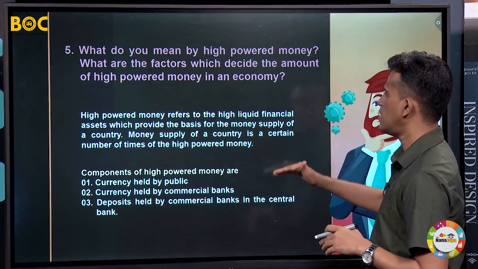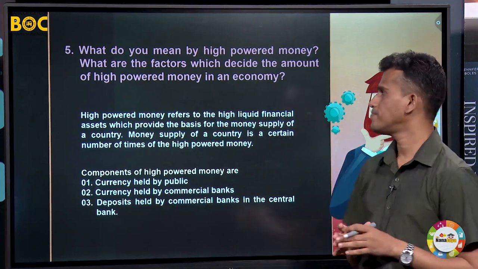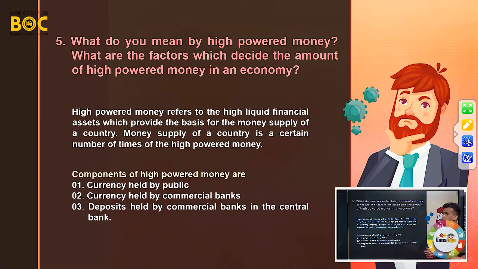So, with this, we answered the first section of the question. What is the first section of the question? What do you mean by high-powered money? So, we defined high-powered money and we stated the components of high-powered money. But the second section of the question is, what are the factors which decide the amount of high-powered money in an economy?